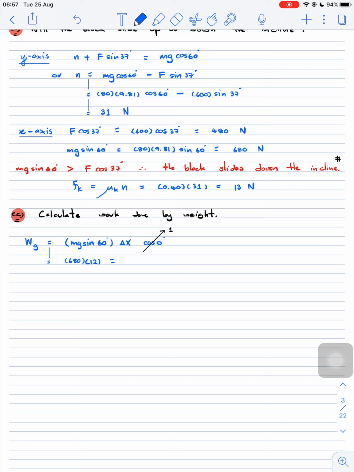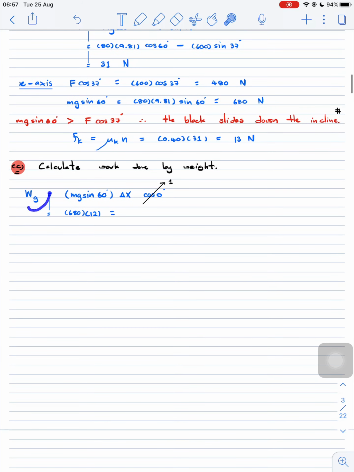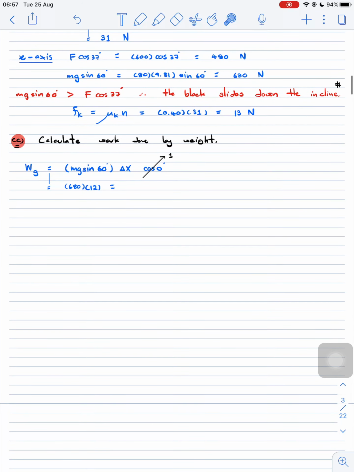So then here we can get the work done by gravity, or the work done by the weight, to be equal to 4.1 times 10 to the 4 joules. Okay, 4.1 times 10 to the 4 joules. This will be the work done by the weight.